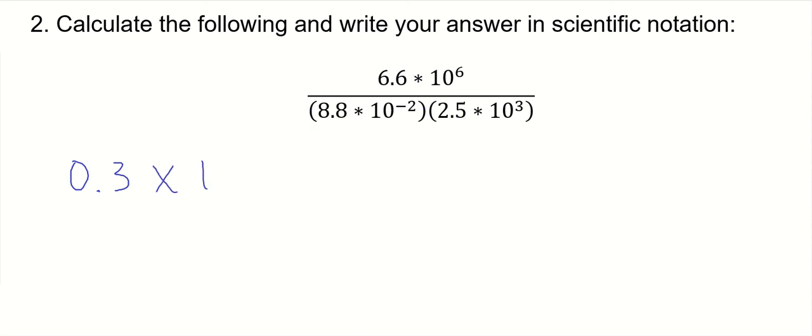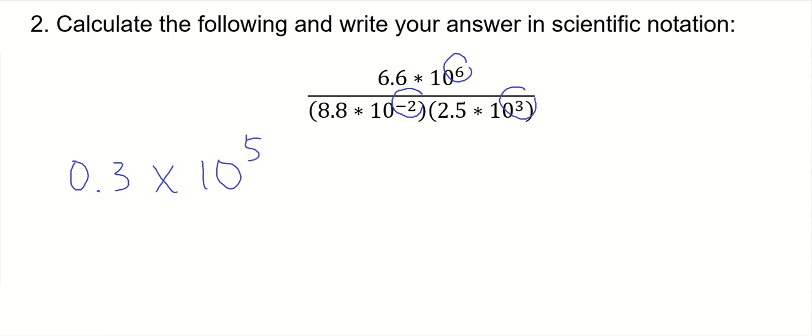Get there. We don't need a calculator to add or subtract the exponents, which is what we need to do, right? So since we're dividing, we're going to subtract the exponents because they have the same base. So 6 minus negative 2 is 8, right? And then 8 minus 3, because this is still dividing, is 5.